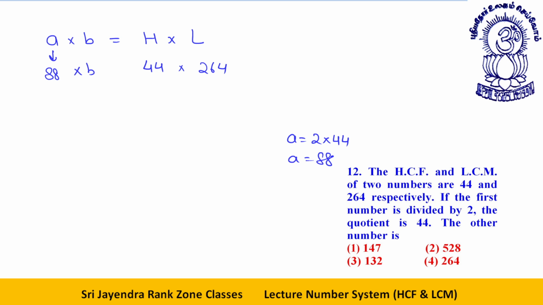A into B is equal to H into L. The other number is very easily, students, you cancel this, you get a 2, you cancel this, you get a 132. So that way B comes out to be 132. So far clear to everyone? Okay, dear students, let's move ahead.